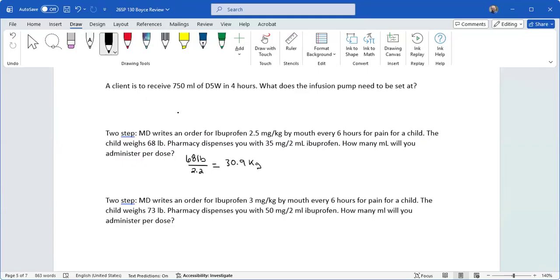And I'll show you what that would look like and how I would set that up, just so we're all on the same page and you know how to do it if it's a sticking point for you. But I'm going to take that number and multiply by the 2.5 milligrams per kilogram. What that's going to do is eliminate kilograms, and then I'll just have milligrams left, and then I can do ordered over available and be done with the problem. So 30.9 times 2.5, I'm going to get 77.25 milligrams.